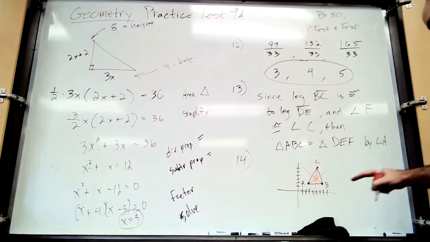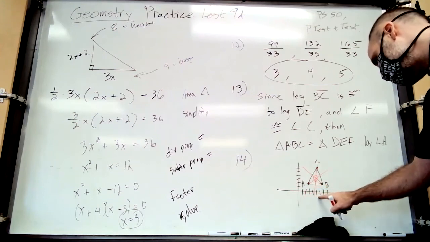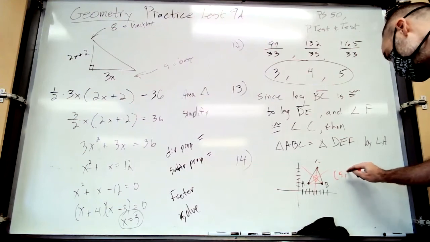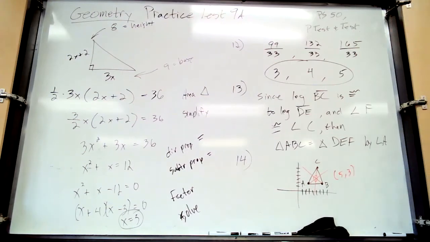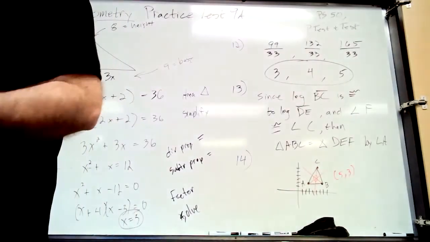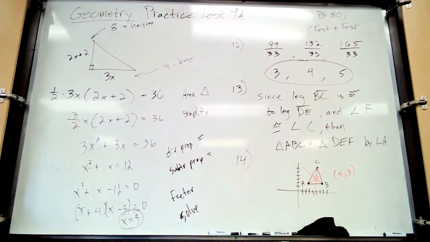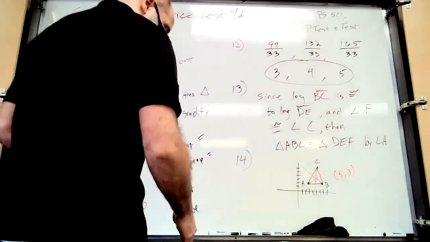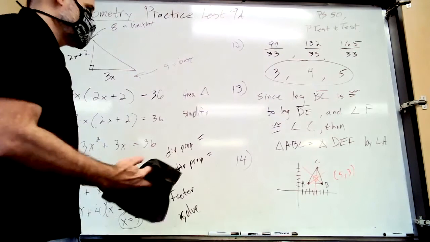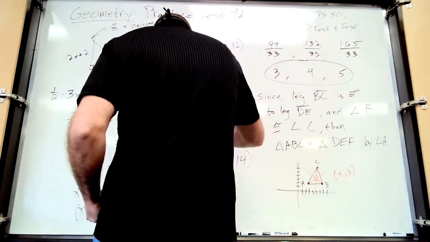And so let's see, that is 1, 2, 3, 4, 5, comma, 1, 2, 3. So that warehouse is located at (5, 3). It could be (5, 4), but I don't have graph paper, so I don't know for sure. Okay. Find the location of the warehouse. So (5, 3). Okay. Can you guys handle that? Yes. Okay.